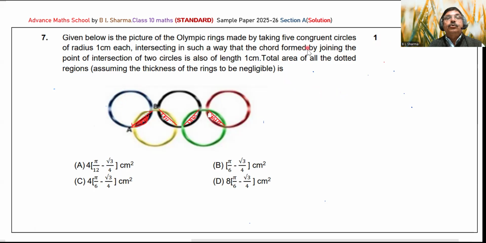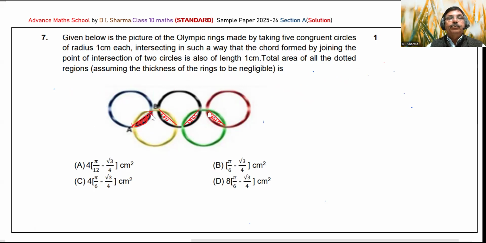In such a way that the chord formed by joining the points of intersection of two circles is also of 1 centimeter. इनका जो रेडियस, लेंथ, वो भी 1 सेंटीमीटर है, और इसका जो लेंथ ऑफ कोड है दैट इज ऑल्सो 1 सेंटीमीटर. Total area of all the dotted region, assuming the thickness of the region to be negligible, is what? देखिए, हमें इसका ये पूरा एक जो डॉटेड लाइन है, ये प्लस दिस प्लस दिस प्लस दिस, इन सब का टोटल एरिया फाइंड आउट करना होगा.